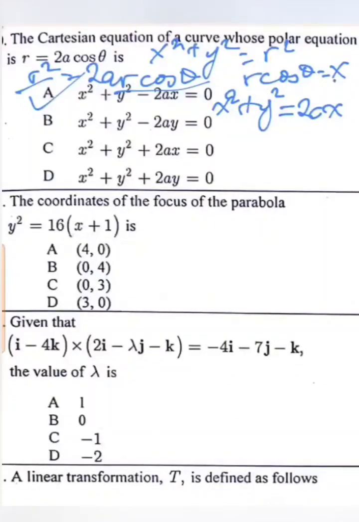In the next question, question 11, the coordinates of the focus of the parabola y squared equals 16 into x plus 1 is, and we have these options. This is the case of a parabola whose vertex is not at the origin.